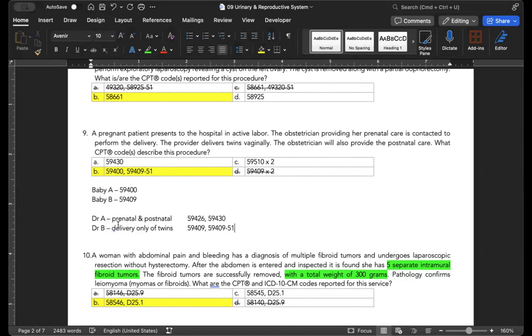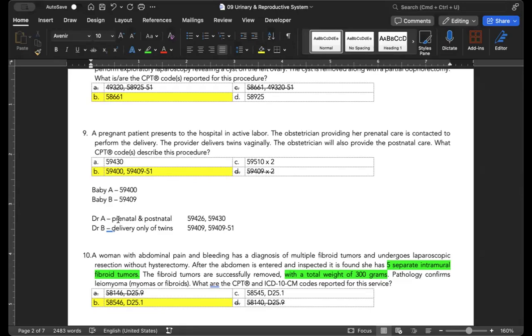But let's say, for instance, Dr. A is just a separate practitioner on her own. She's not part of a practice, right? And then the hospital has Dr. B, who's a totally different practice. Then that's when we would bill them out separately.